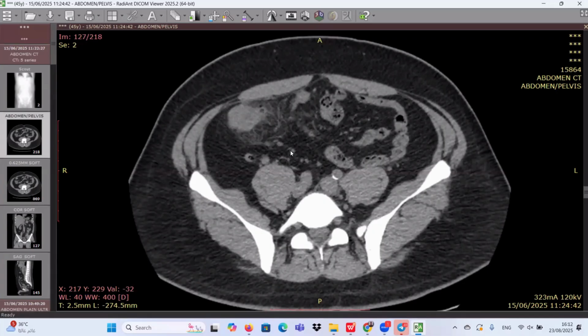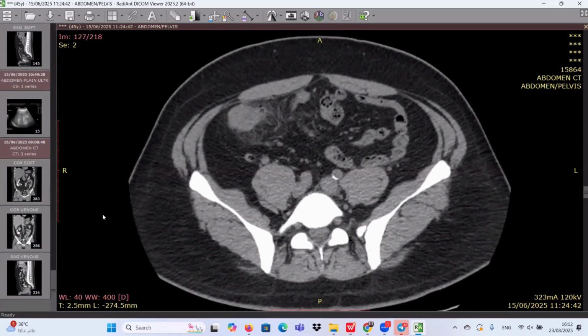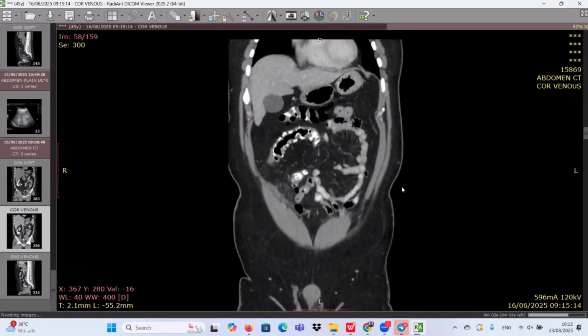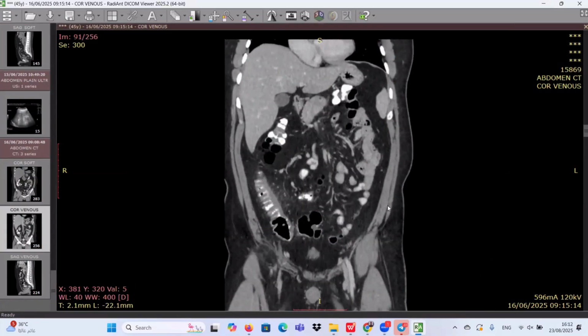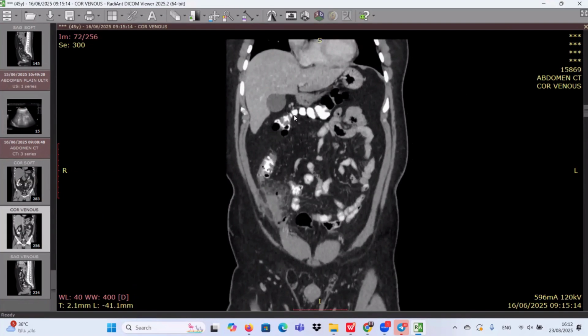Okay, for close follow-up. On the second day, we did a CT scan for the patient, with oral and IV contrast. Did you find anything extra?